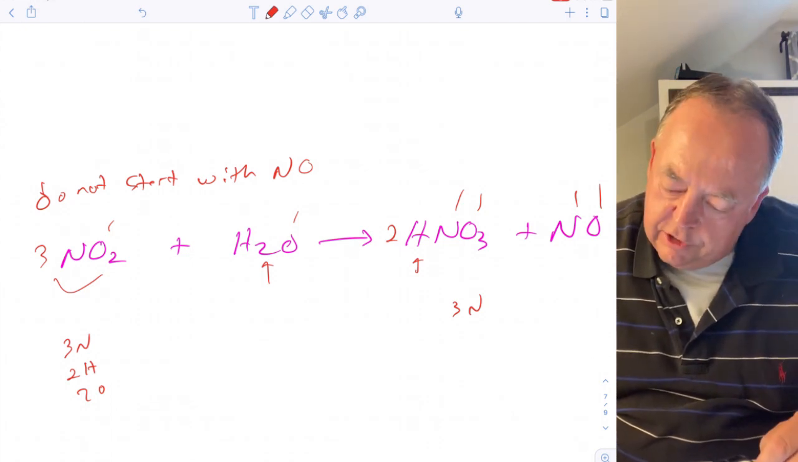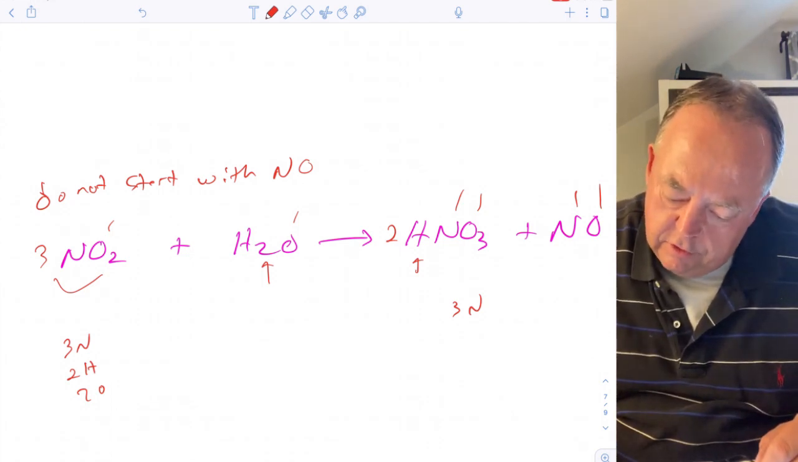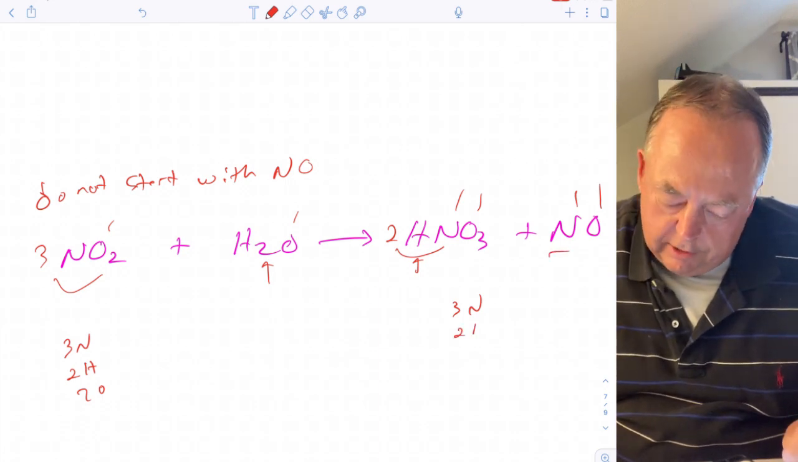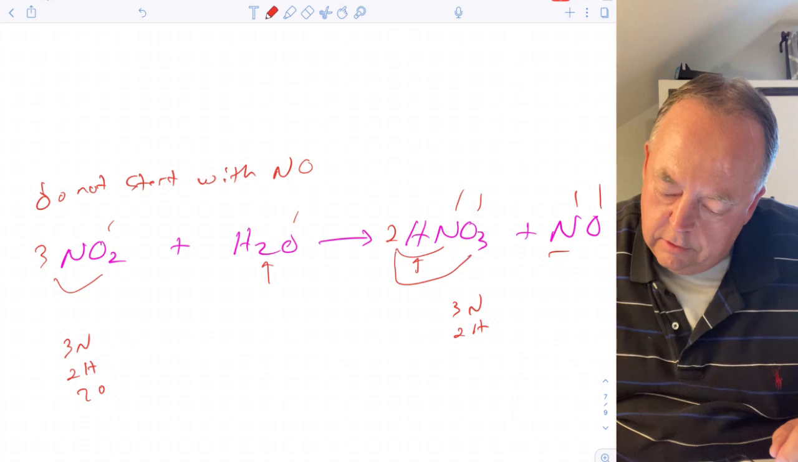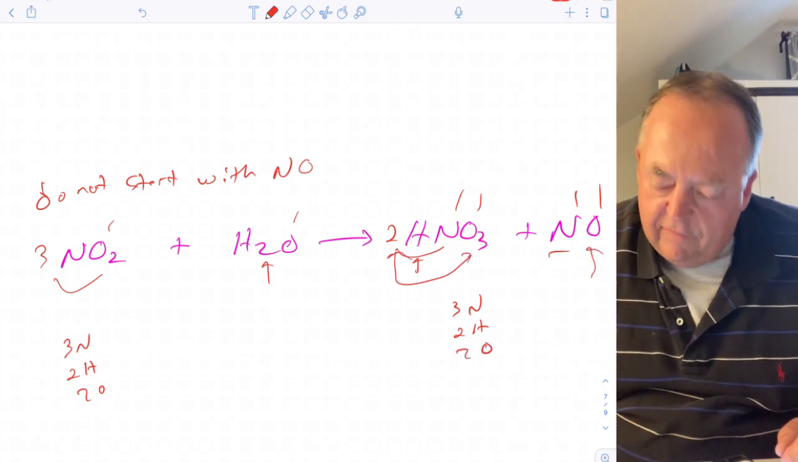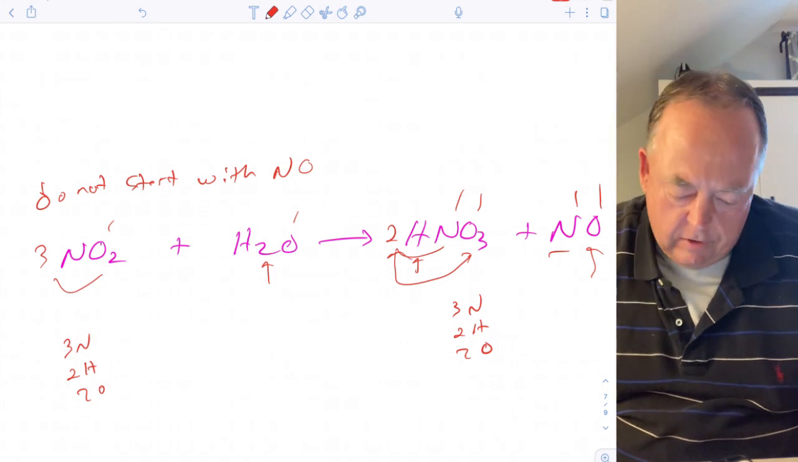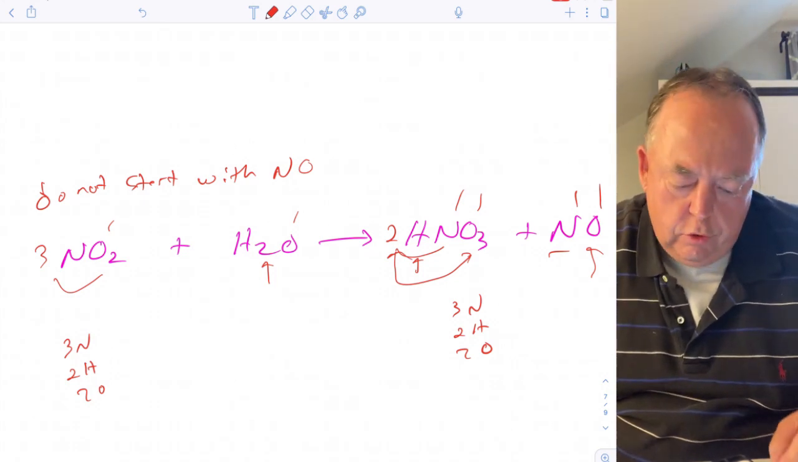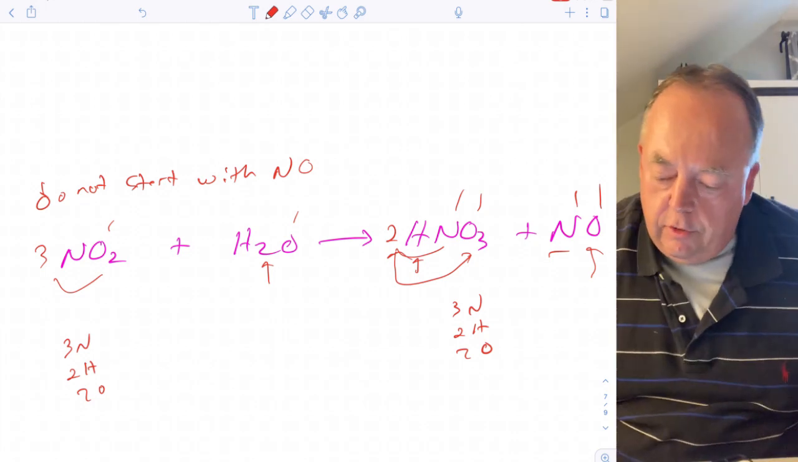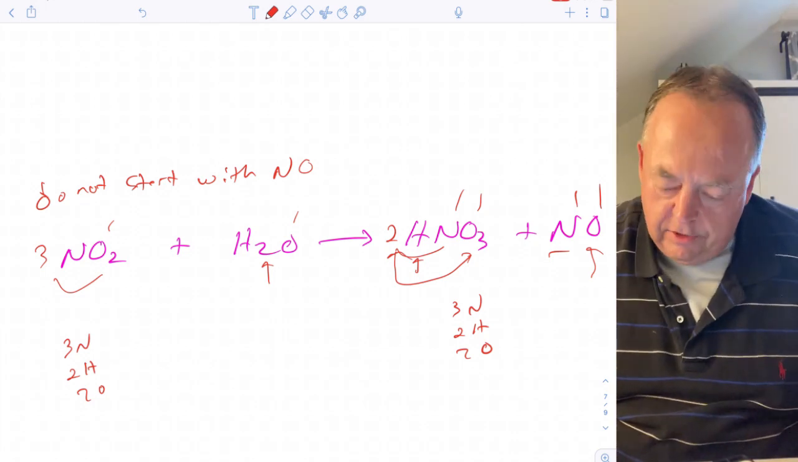And let's see, 3 nitrogens on the left, right? There's 2 here plus 1 there. And there are 2 hydrogens. And there are 2 times 3, so that's 6 oxygens plus that one. So there's 7 oxygens, so that's balanced, right? So 3 NO2s react with 1 H2O molecule to make 2 HNO3 molecules and 1 NO molecule.